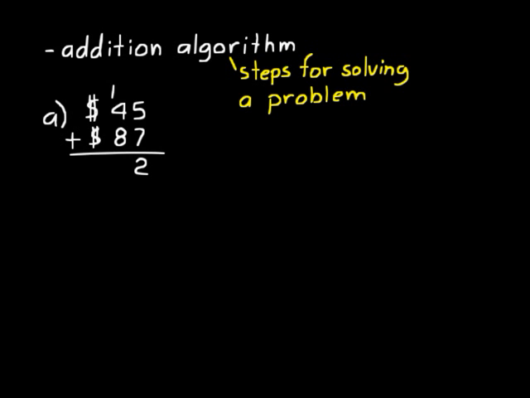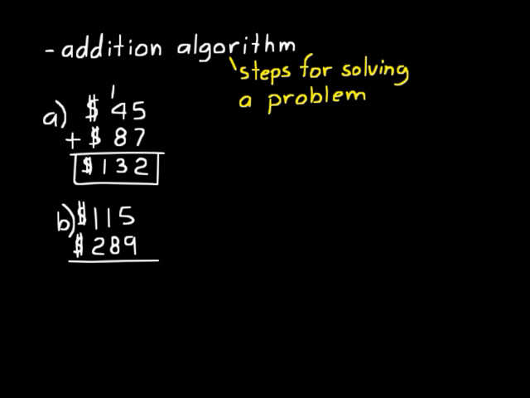Now we add 1, 4, and 8. 1 plus 4 is 5. 5 plus 8 is 13. And so we put a 3 down here, and now if we had a hundreds place, like in one of our money amounts there that we're adding, then we'd add that 1 up there. But we don't have one, so we just write it down here and we're done. $132. That's what 45 plus 87 is.